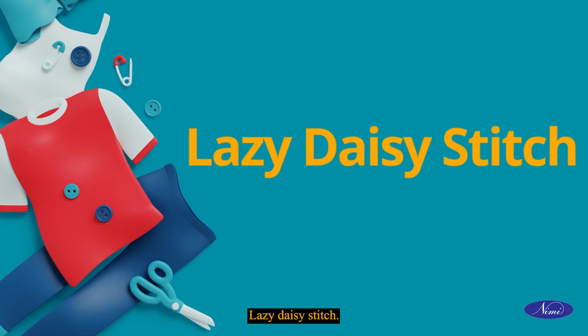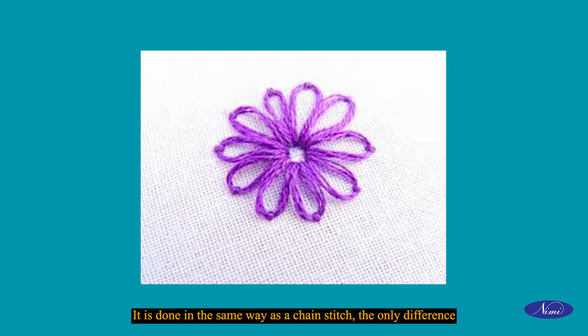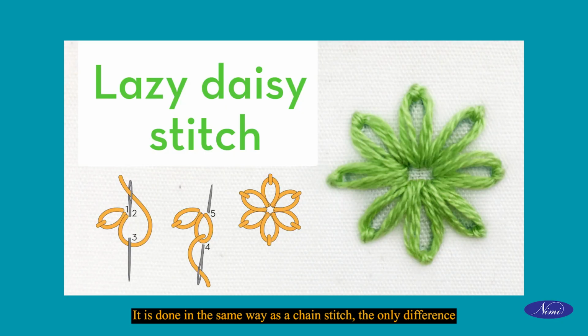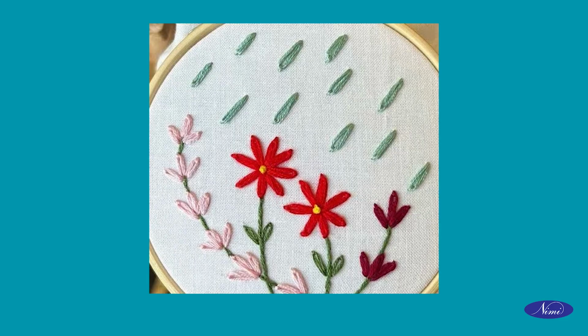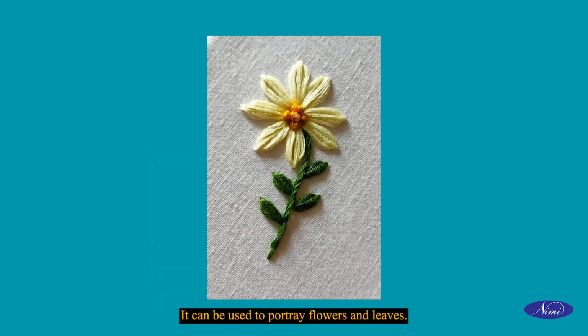Lazy daisy stitch. It's done in the same way as a chain stitch, the only difference being that the loop is held by a stitch taken across the end. It can be used to portray flowers and leaves.